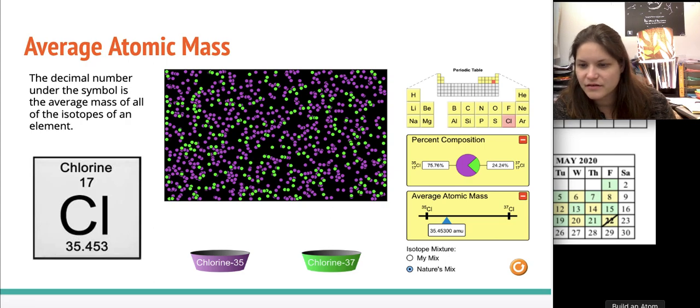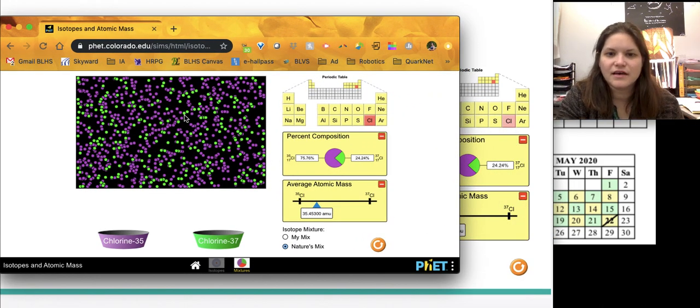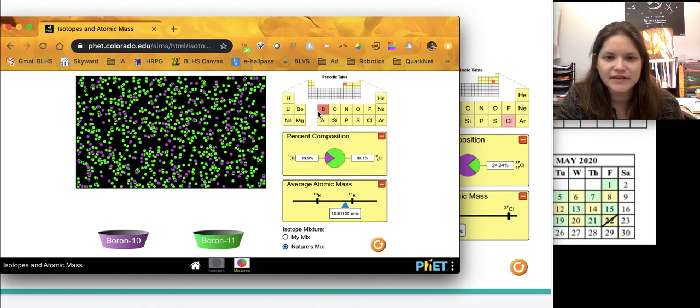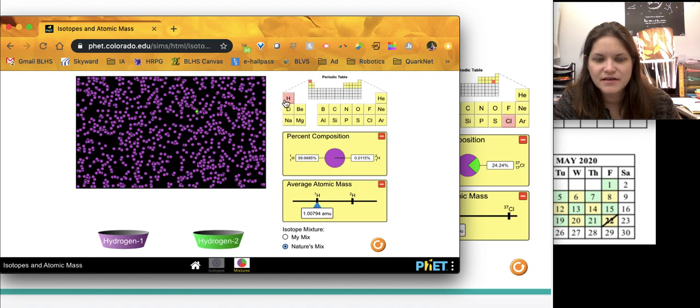35.45. So I can actually show you, this is another simulation, like the Build an Atom simulation, and you can look at some of those different mixes. In hydrogen, 99.9885% of the hydrogen is this type, hydrogen 1, that has no neutrons in it. Hydrogen 2 makes up like a 100th of that hydrogen in the entire world. So yeah, it's very, very uncommon.